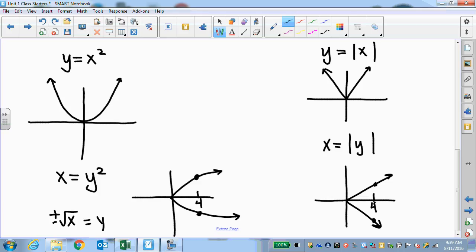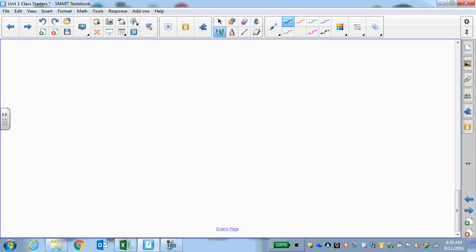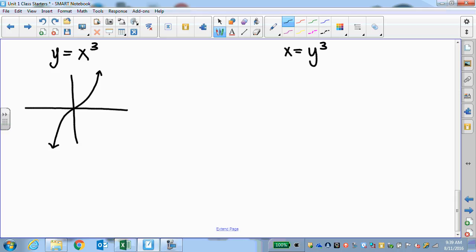Now, what about when y is raised to an odd exponent? Well, let's say that we have the equation y equals x cubed. I bet you remember that from algebra. It looks kind of like this, a little squiggly line. Well, what do you think the graph looks like if it's x equals y cubed? Yeah, it's just going to be kind of turned on its side. But is that still a function? Sure it is. So it's okay when y has odd exponents. It's only when y has even exponents that it's not a function.